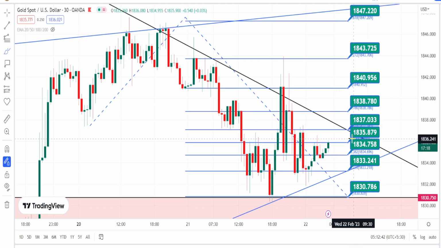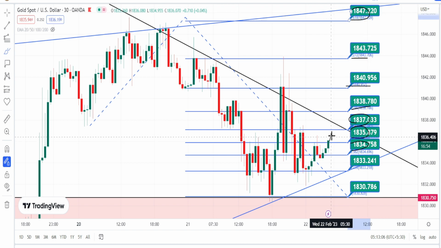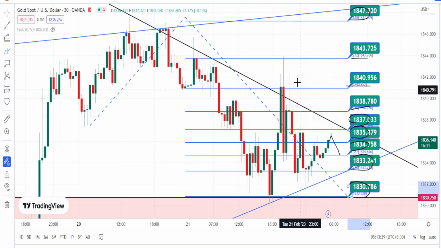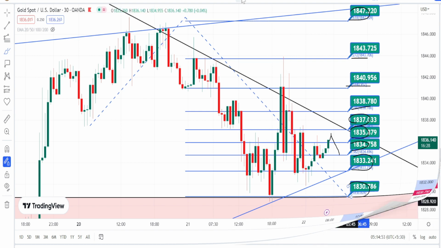So currently the price action is trading between the resistance level of 1835 and support level of 1834. And if the bullish trend continues, next level of resistance is going to be around 1837, 1838, 1840, 1843 and 1847. And on the bearish side, if the price action breaks a support level of 1834, next level of support is going to be around 1833 and 1830. Let us mark the support and resistance levels for 15 minutes time frame.